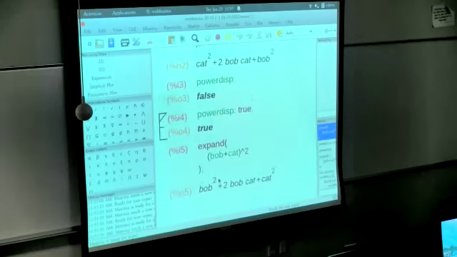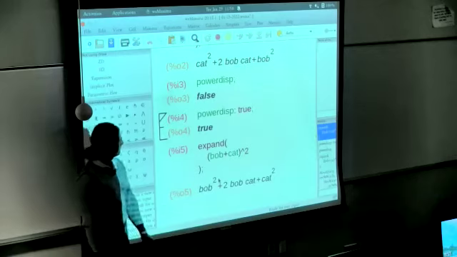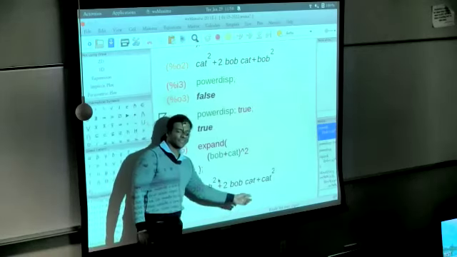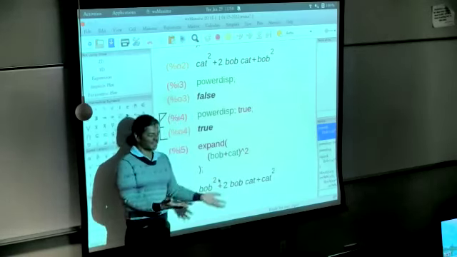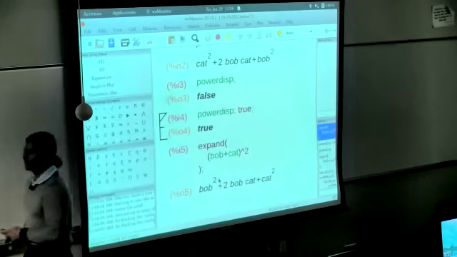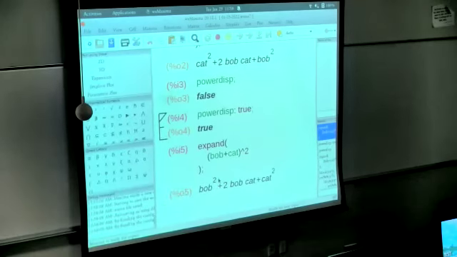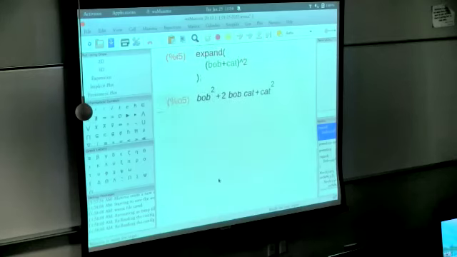So what just happened after I set powerdisp? It switched the order in which the expression is presented to us. Last time it went in descending order, backwards, now it's going forwards. So b squared plus 2ab plus a squared. Are we clear?